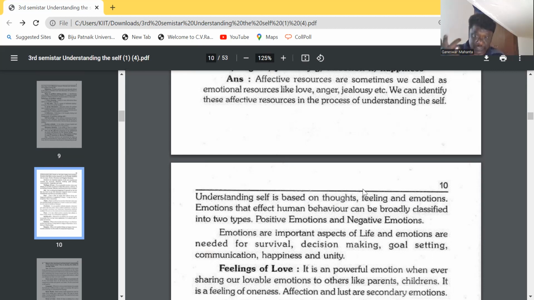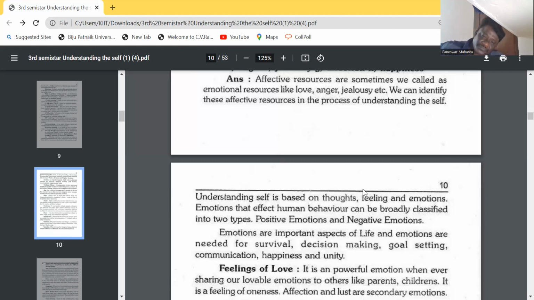Decision making, goal setting, communication, happiness, and unity: these are emotional properties. Without emotion, we cannot survive. We have emotions about our parents, our loved ones, our sons, our friends, relations, etc. So emotions are always required for survival. A decision also requires emotion. Goal setting, communication, happiness, unity, all are created by emotion.